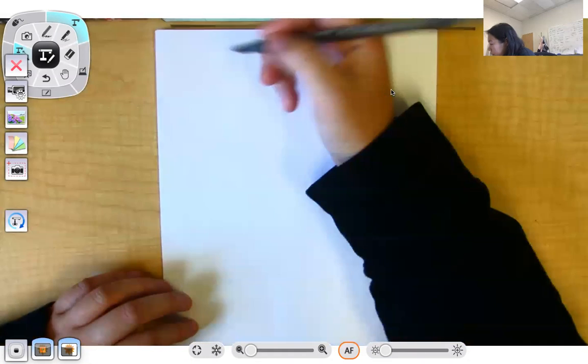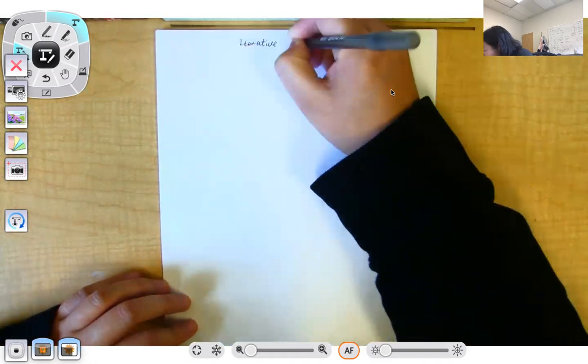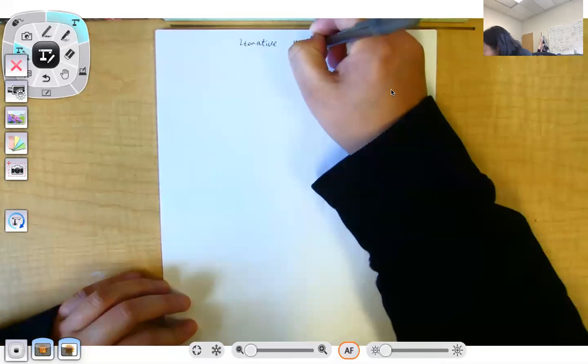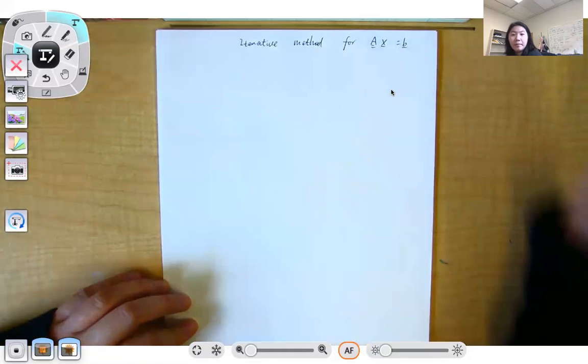Today we will talk about iteration methods for solving large systems of algebraic equations. Okay, so iterative method for AX equals B.